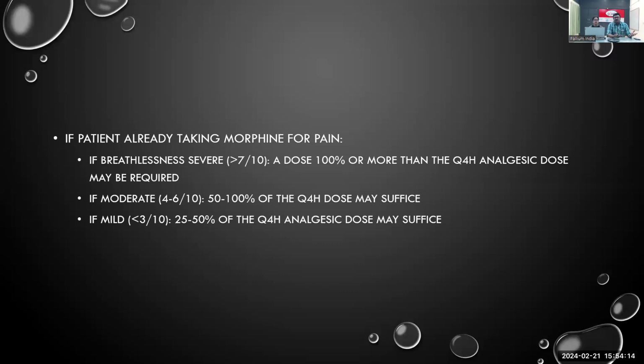If it's mild, it's 25 to 50%. So 12.5 milligram. If it was 10, you go up to 12.5. And then you have to titrate it as necessary. This is always the first step. Going forwards, you may have to increase or decrease as the patient responds.